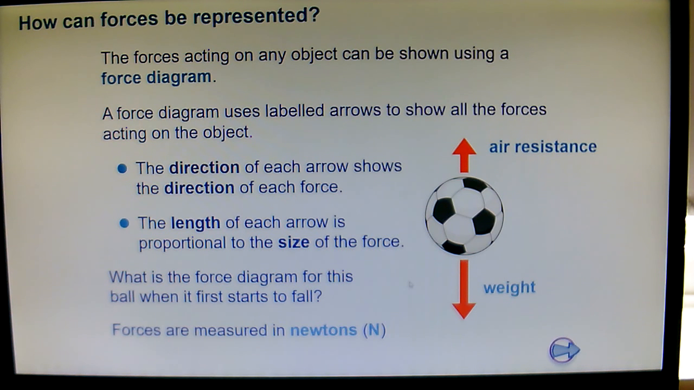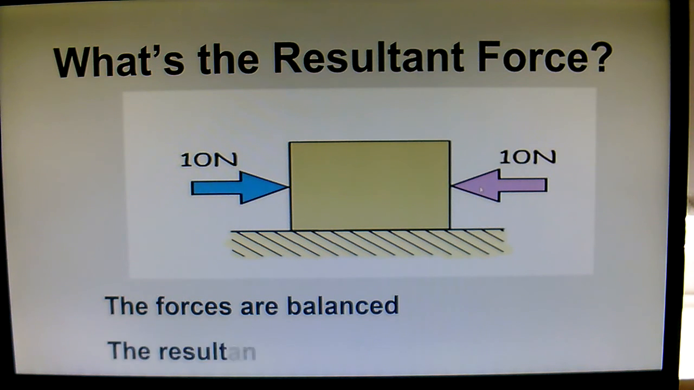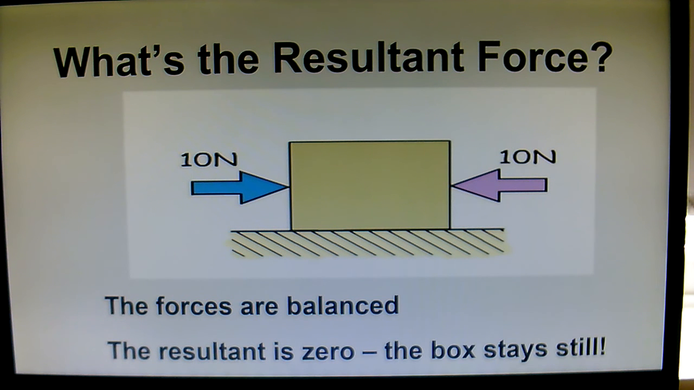Okay, now forces are measured in newtons, named after Sir Isaac Newton, and we're going to start putting some numbers to these forces. So rather than just giving the arrows a size, we're going to actually start putting some numbers to them and figure out what's going on. So in this case, you've got two forces working in opposite directions. Like the force meters yesterday, there is a force of 10 newtons in each case. So in this case, the forces are balanced. If the box is not moving, then it will stay still.